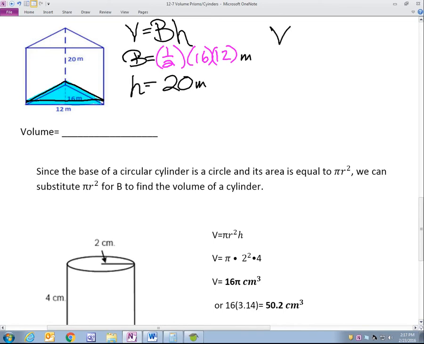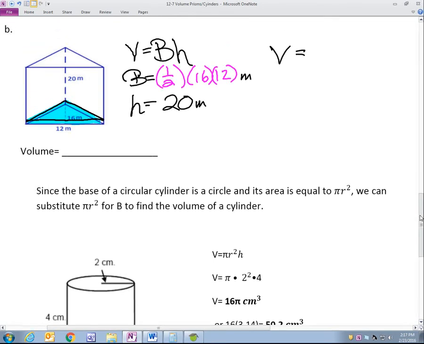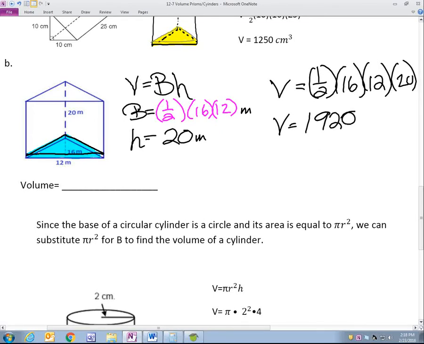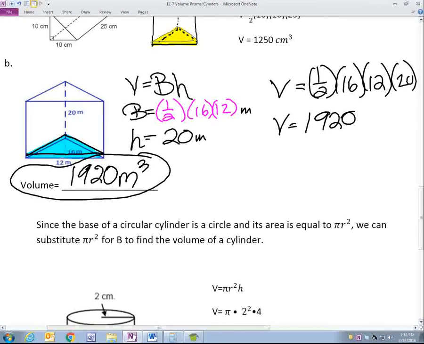So to plug it in, I have my base, which is 1/2 times 16 times 12, times 20. And what does that come out to be, calculator people, with somebody to back them up? 1,920. What you got? 1,920. Agreed. So we have 1,920. So I'm going to put it over here as being 1,920 meters cubed, because I need to make sure that I'm adding my units there.